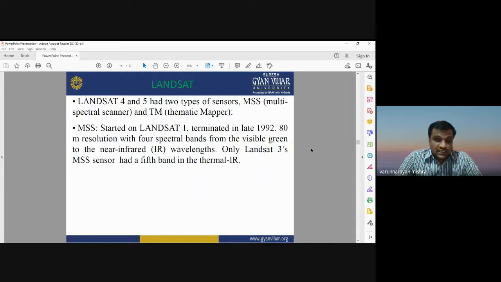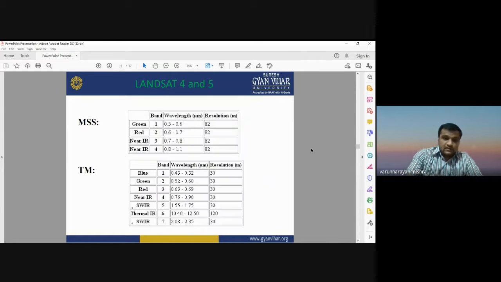It was started on the Landsat 1 satellite, and its resolution was around 80 meters with four spectral bands, ranging from visible to near infrared, that is blue, green, red, and near infrared bands. Four spectral bands were in the multispectral sensor. Only the Landsat 3 MSS sensor had a fifth band, that is thermal infrared.